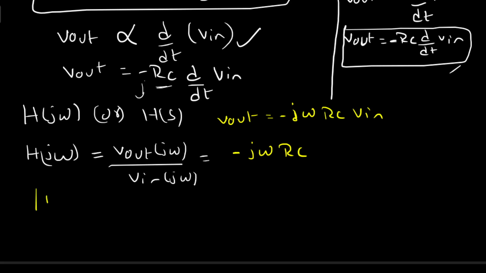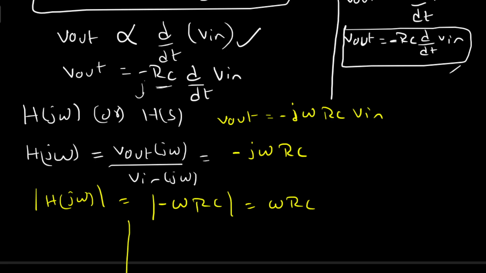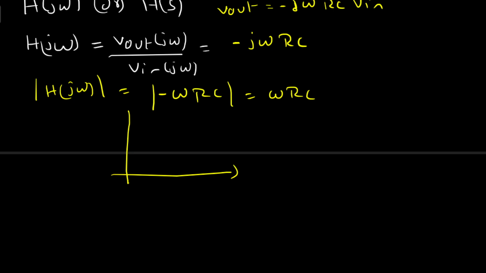If you want to find the magnitude, the magnitude is minus omega RC, and taking the absolute value, that is omega RC. Depending upon the omega value, R value and C value, you get the corresponding response. If you want to draw the magnitude response, on the x-axis you take frequency, and on the y-axis you take the magnitude of G of j omega.